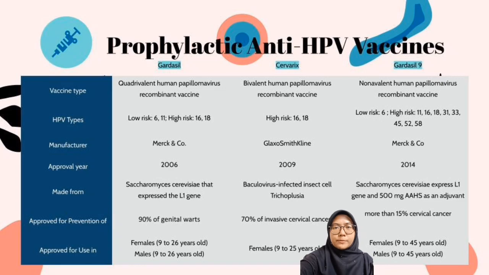Gardasil-9, a nonavalent human papillomavirus recombinant vaccine manufactured by Merck and Co., is the second generation of prophylactic anti-HPV vaccine. It has VLPs for 2 low-risk HPV and 7 high-risk HPV, including HPV-11, 16, 18, 31, 33, 45, 52, and 58, which cause more than 50% of cervical cancer. It was created by combining the Saccharomyces cerevisiae expressed L1 gene with 500 mg AAHS as an adjuvant. It is recommended for females and males aged 9 to 45.